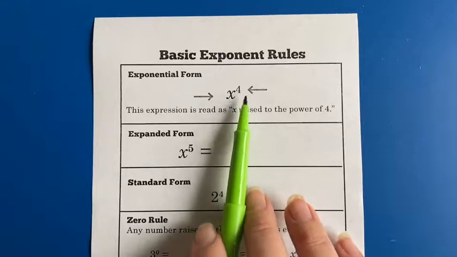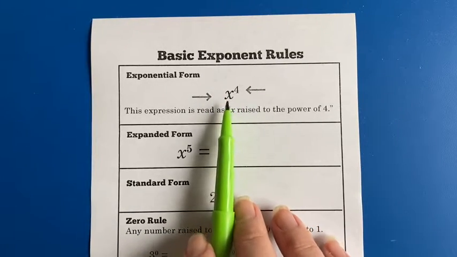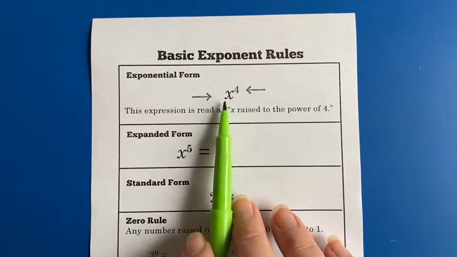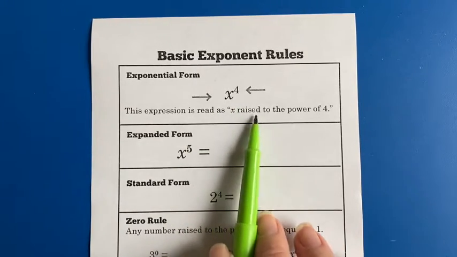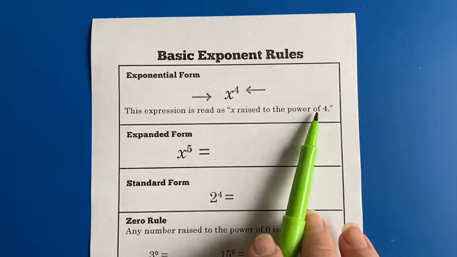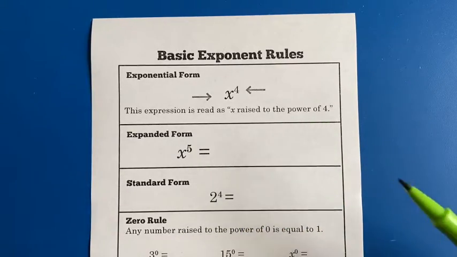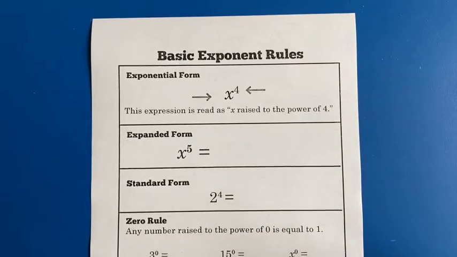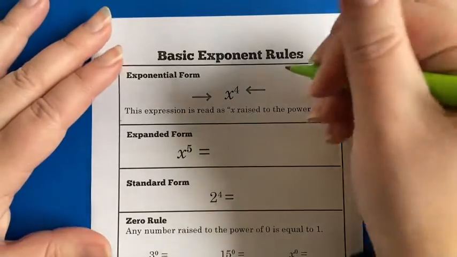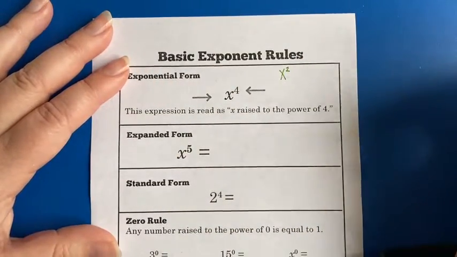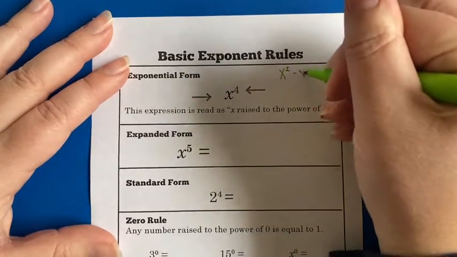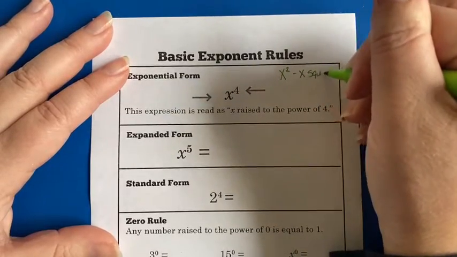Exponential form is kind of like the simplest form, okay? If it's x to the fourth power, it's just literally written x to the fourth power. We could also say it's x raised to the power of 4, okay? Now keep in mind some exponents have different names or ways you can say them. For instance, x to the second power or x raised to the power of 2. We often call this x squared.